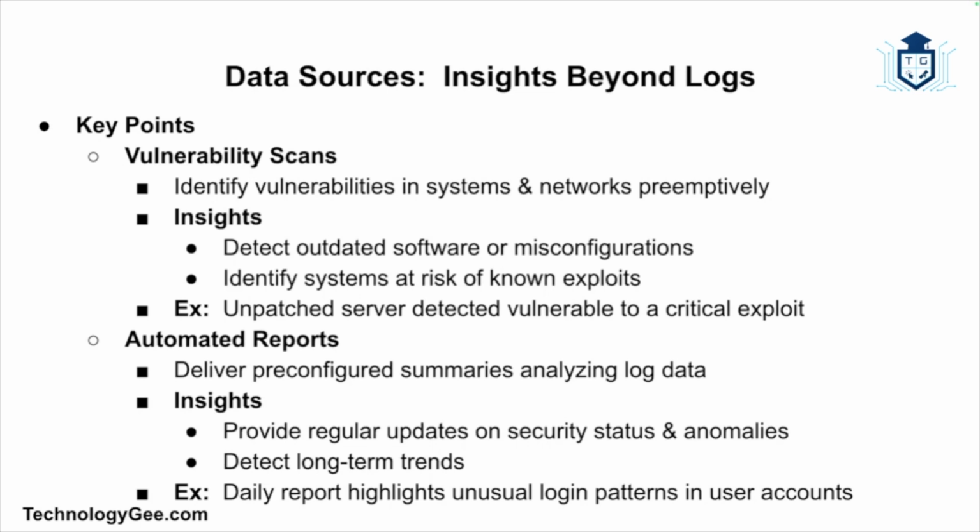The first data source we're going to talk about is called a vulnerability scan. Vulnerability scans identify vulnerabilities within systems and networks before attackers exploit them. They highlight outdated software or misconfigurations, and they identify systems that are susceptible to known exploits. As an example, a scan can detect an unpatched server that is vulnerable to a critical exploit.